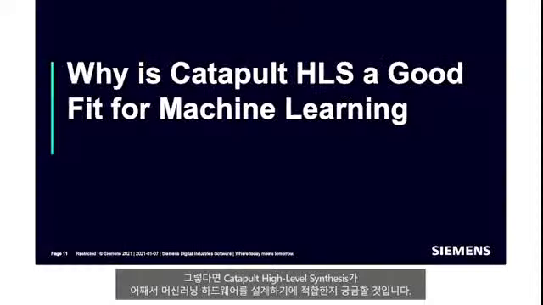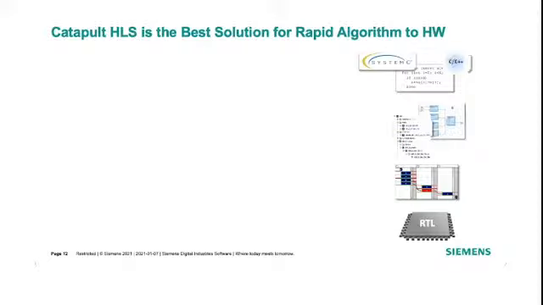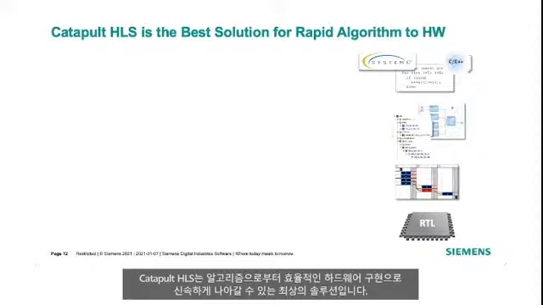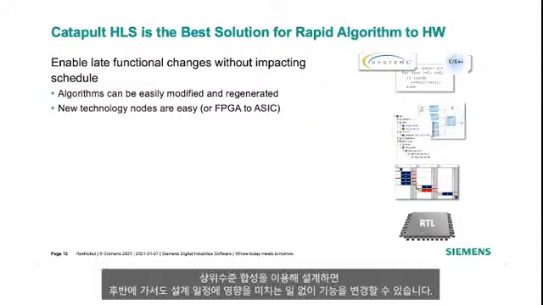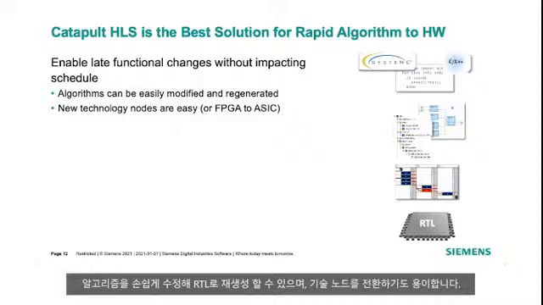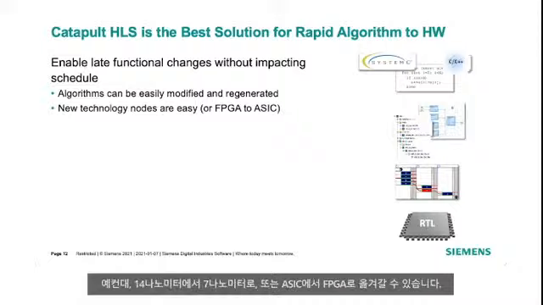So the question one might ask is, why is Catapult high-level synthesis a good fit for designing machine learning hardware? Catapult HLS is the best solution for rapidly going from an algorithm to an efficient hardware implementation. Designing using high-level synthesis enables late-stage functional changes without impacting design schedules. Algorithms can easily be modified and regenerated into RTL, and switching technology nodes is easy, such as either going from 14 nanometer to 7 nanometer, or from ASIC to FPGA.